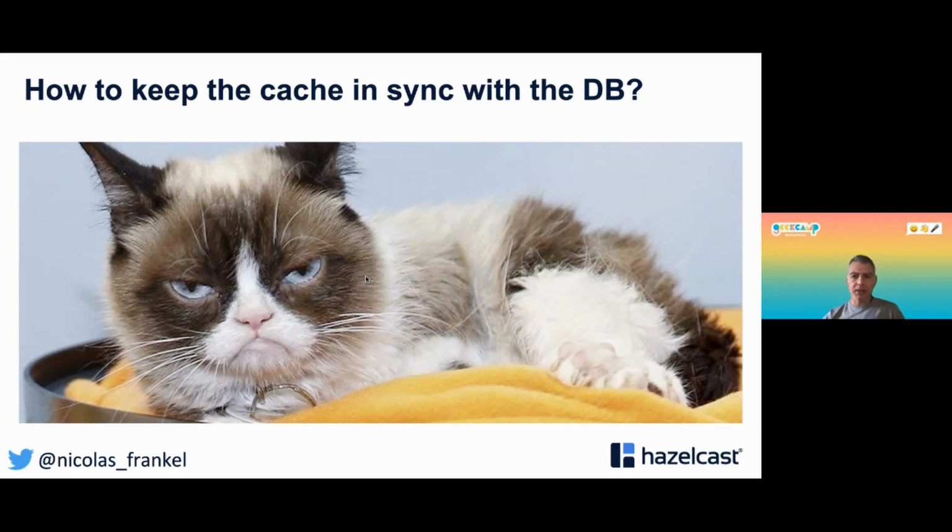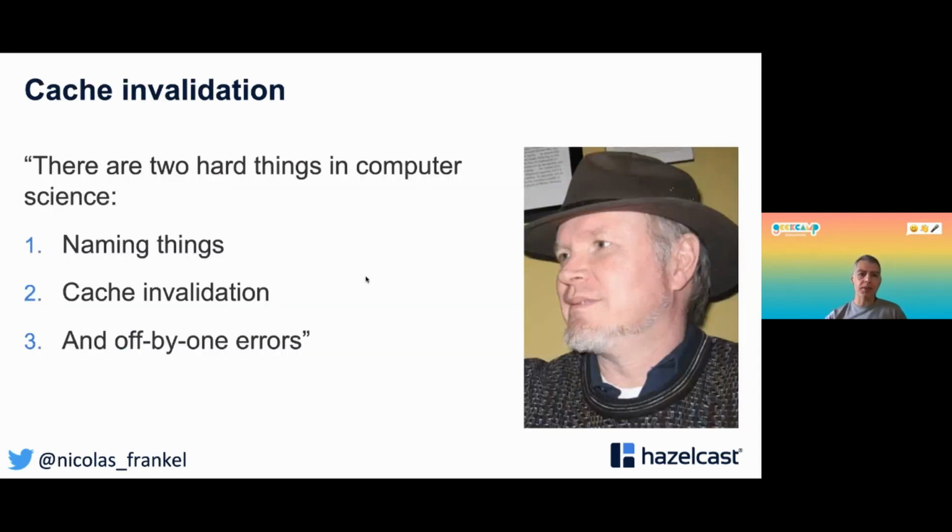So you might know this quote that actually there are two hard things in computer science, naming things and cache invalidation. And of course, the joke is to add off-by-one errors.